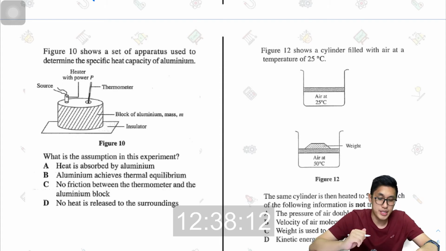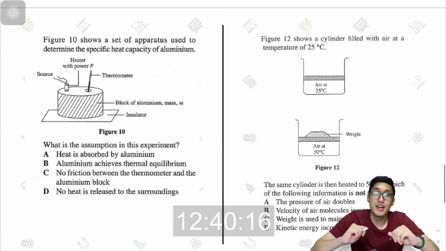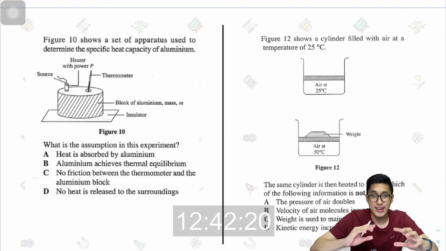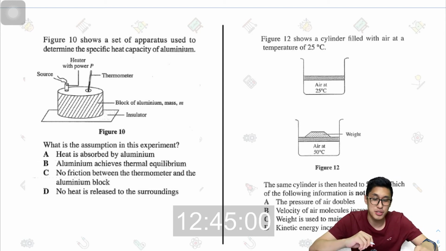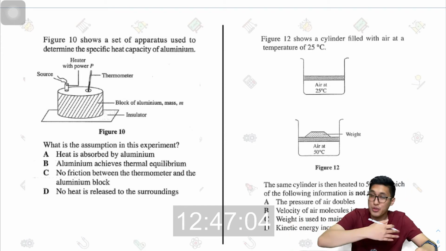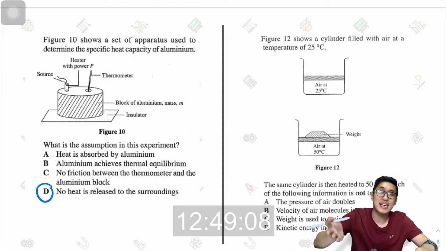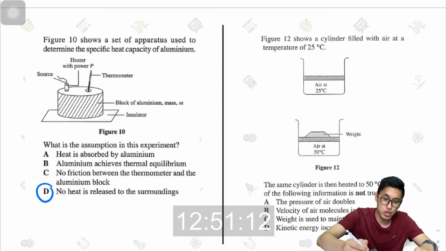Next, figure 10 shows a set of apparatus used to determine the specific heat capacity of aluminum. So what is the assumption in the experiment? Now, of course, for a lot of heat problems, right, the assumption is always no heat is lost to the surroundings. So just by screening through the answers, I can basically guess that the answer is D. But let's just make sure.